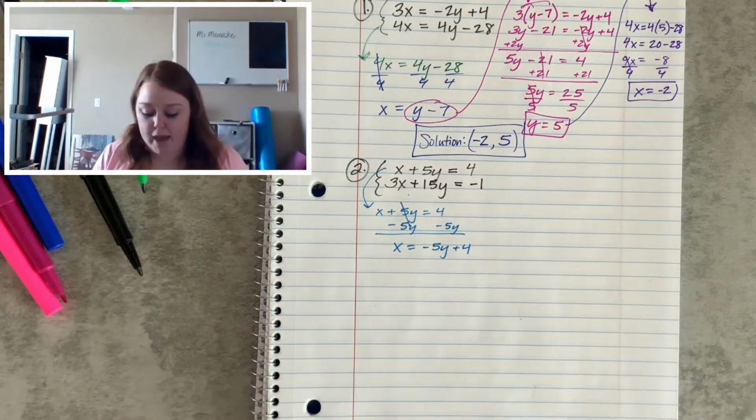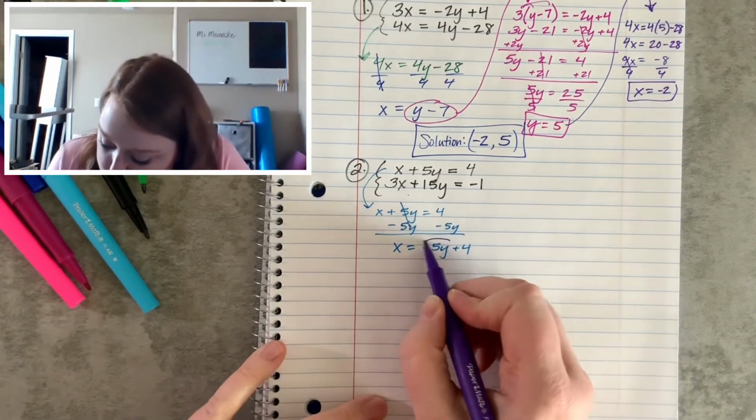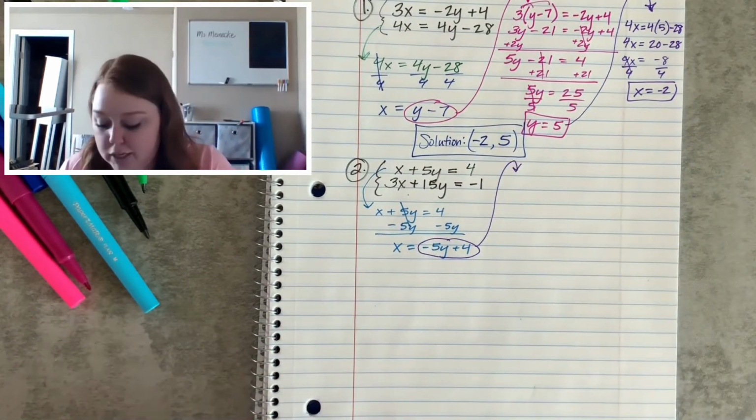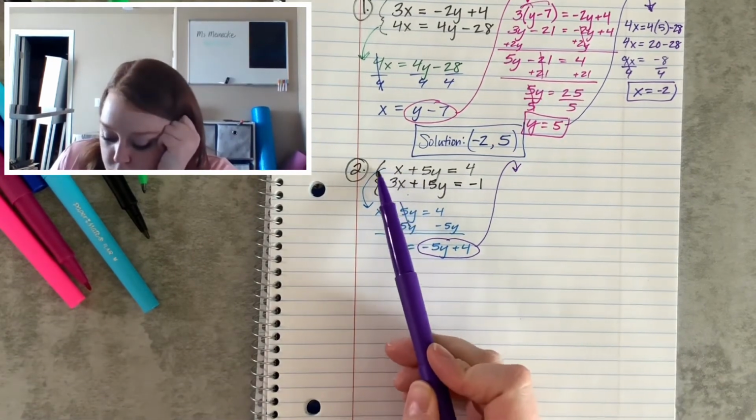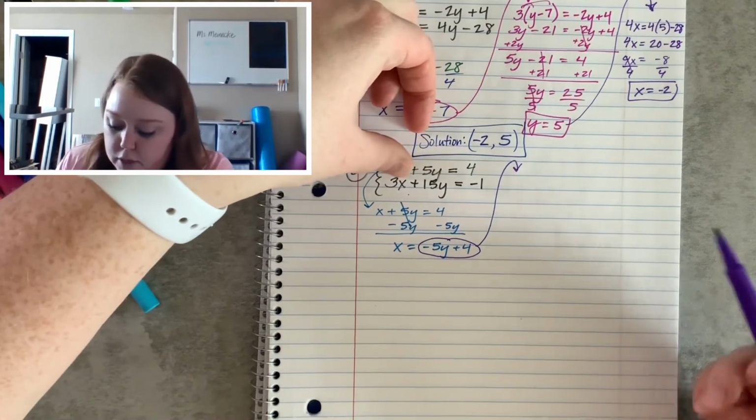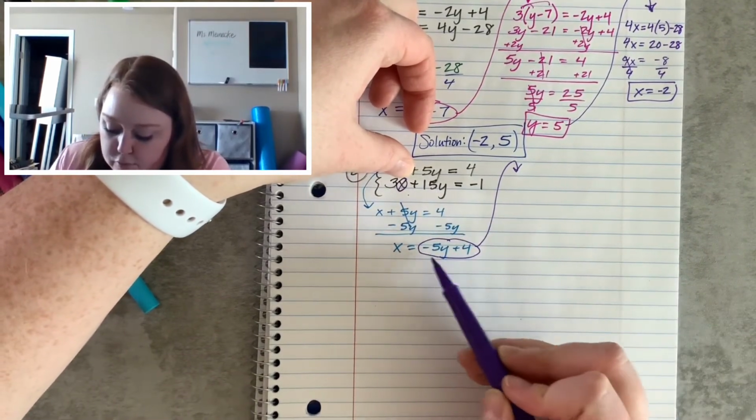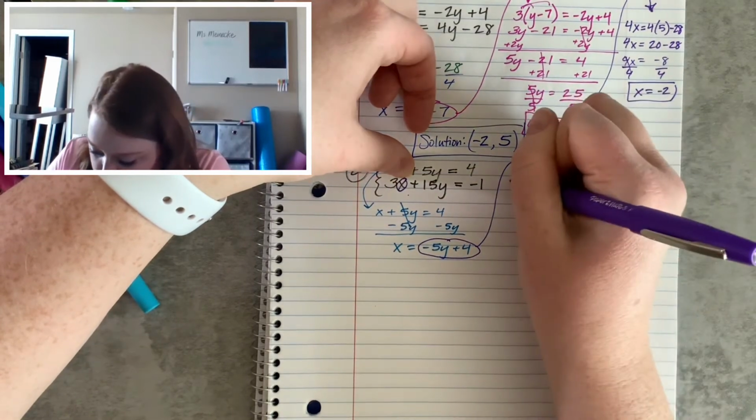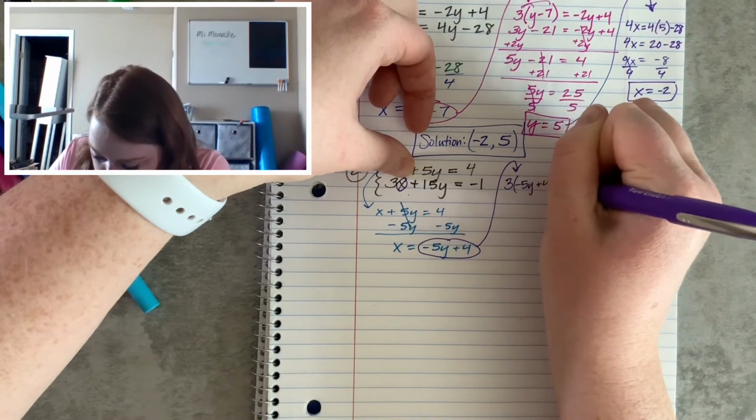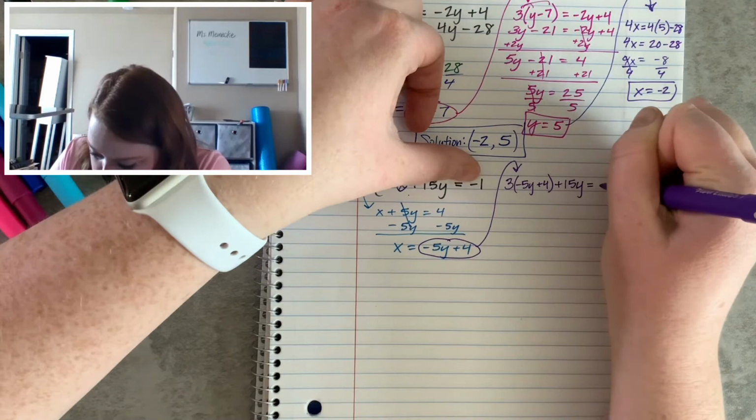Okay, so we have one of our variables isolated. Cool. We're going to take this expression and we're going to plug it in somewhere. Where do we plug it in? Well, this was the equation we isolated. So we're going to plug it into that bottom equation, the other one. And we're going to be replacing x with negative 5y plus 4. So we have 3 times negative 5y plus 4, plus 15y equals negative 1.